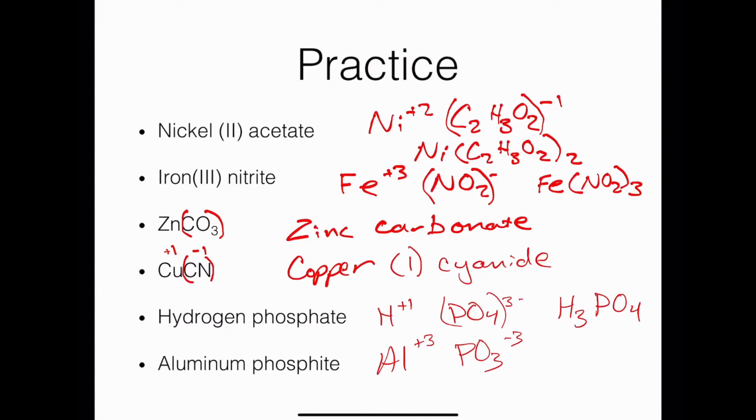So we can see aluminum has a +3, phosphite has a -3. So this puts them in a 1-to-1 ratio. For every 3 aluminum, I have 3 phosphite. So I can simplify that just by writing AlPO3.